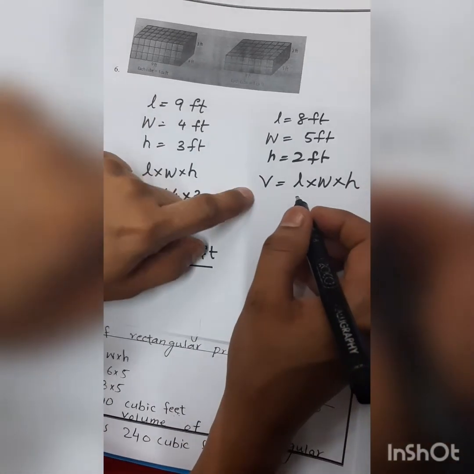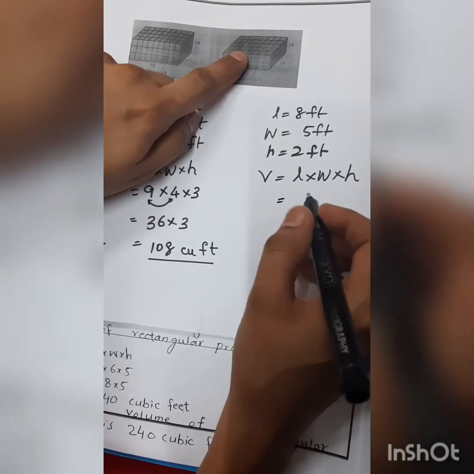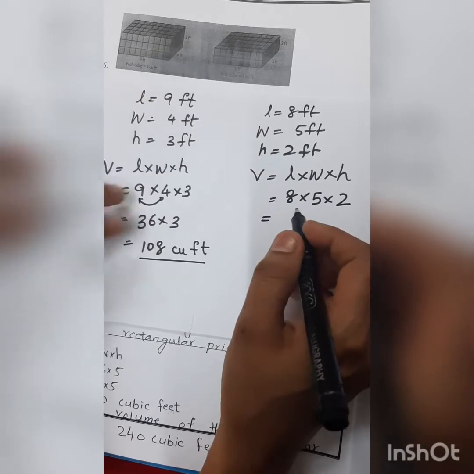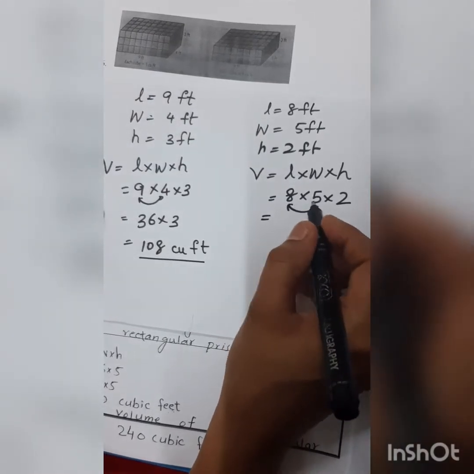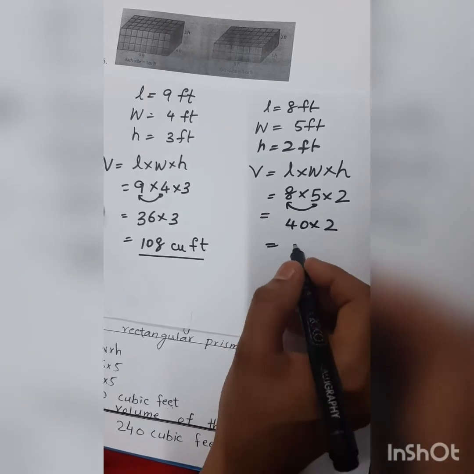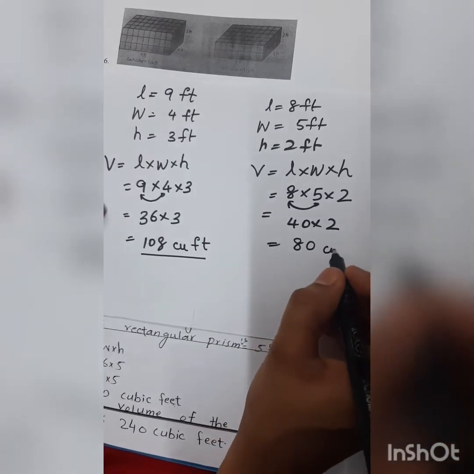Now I'm going to find the volume for this figure. The length is 8, the width is 5 and the height is 2. Now I'm multiplying the numbers. 8 times 5 gives you 40. Multiplying with 2, 40 times 2 will be 80 cubic feet.